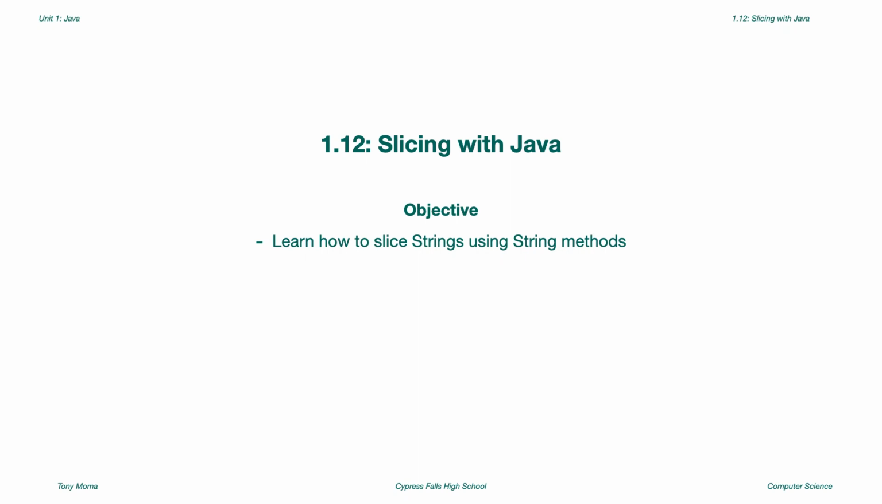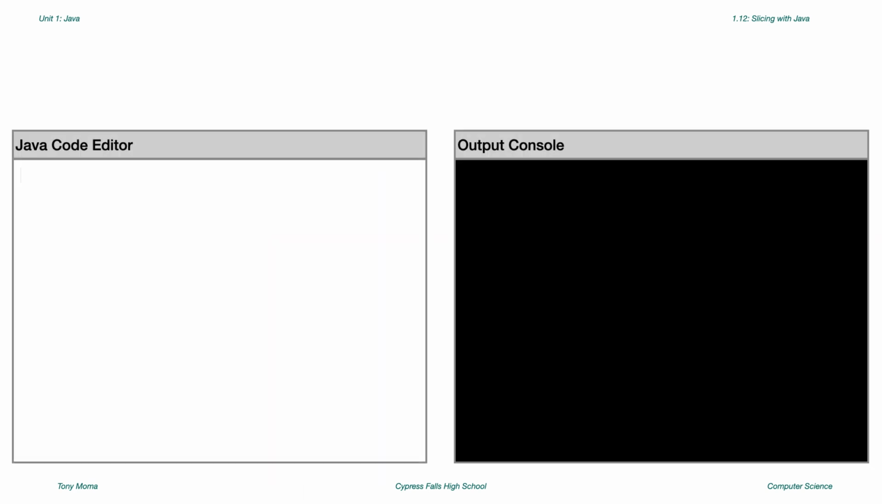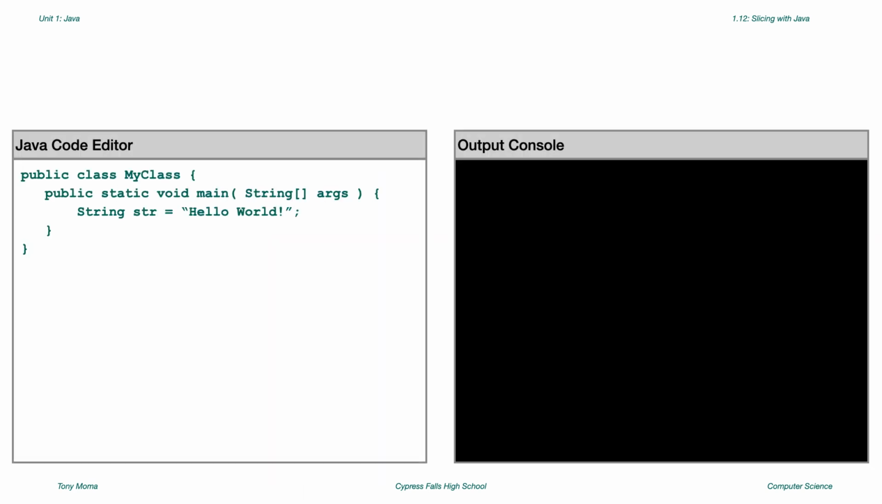Slicing with Java. In this video, we will learn how to slice strings using string methods. During the Python unit, we learned how to slice strings using indexing. Slicing can also be done in Java, however, we can't do it with indexing because we cannot index strings in Java the way we index strings in Python. Thus, if we want to slice strings in Java, we will usually have to use one or more string methods.